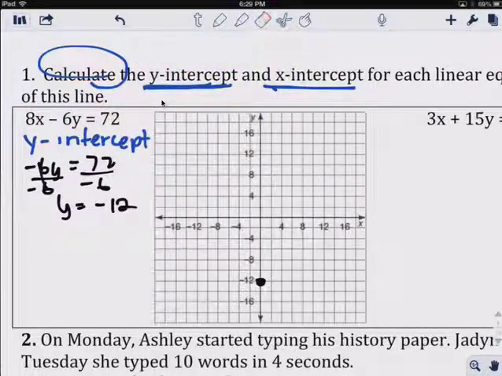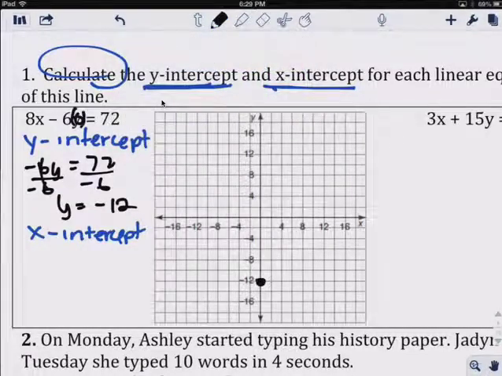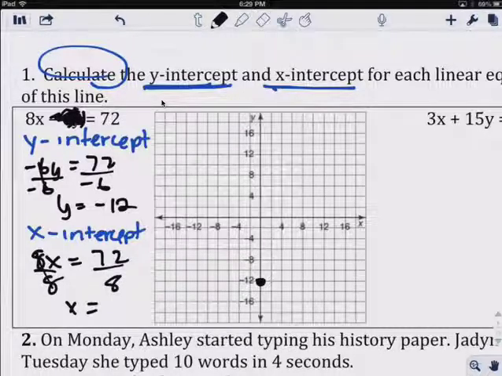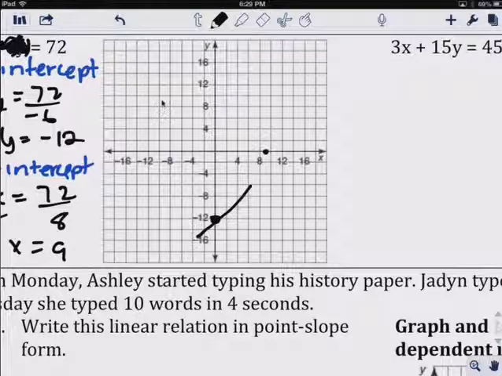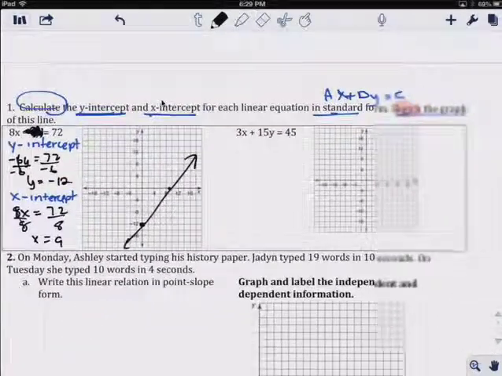X-intercept. Start it again. X-intercept is like y equal to 0. So when you make y equal to 0, 6 times 0 is 0, and 0 means it's not there at all. So that's just a positive 8 then. 8x equals 72. Divide by 8. X equals 9. So 9 is about right there. Connect the dots.